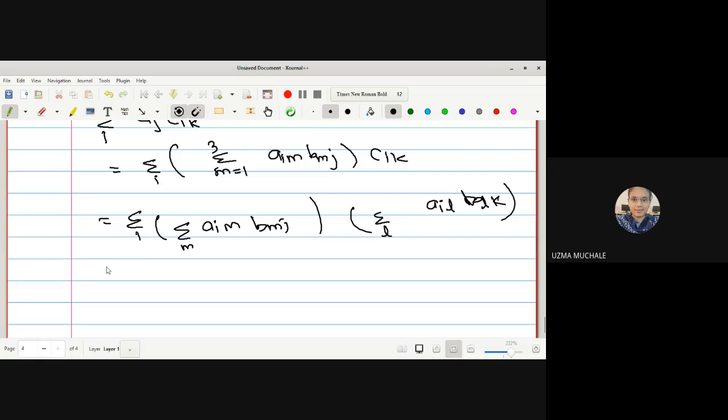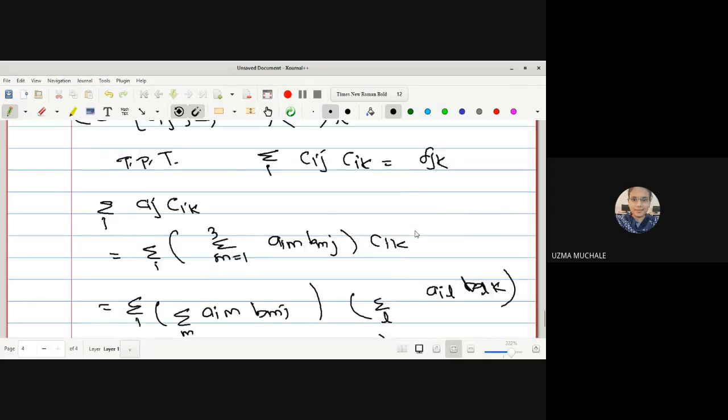Okay. Now take the summation over m and summation over l outside, and we'll take the common terms. So here we take summation over i, Aim, Ail, Bmj, Blk.